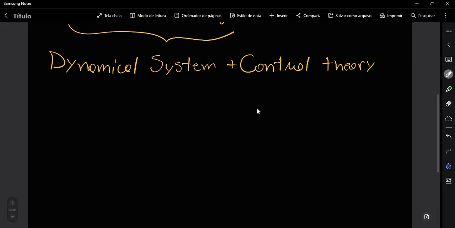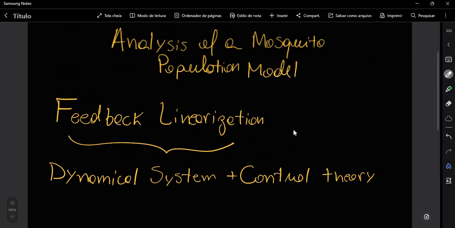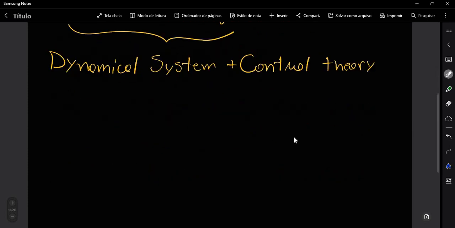Okay, so based on these arguments, the authors propose this model. First, they describe the dynamic of the population without control, and then they introduce a control variable to this model. Then they apply this technique of feedback linearization.